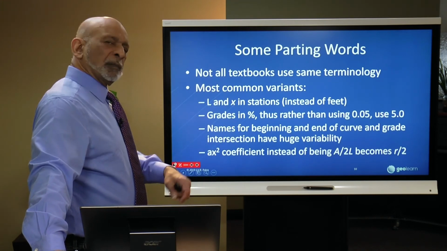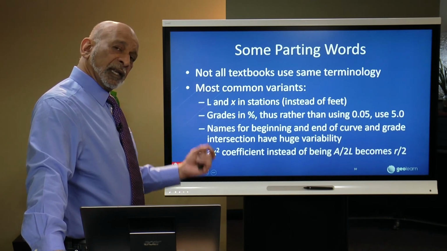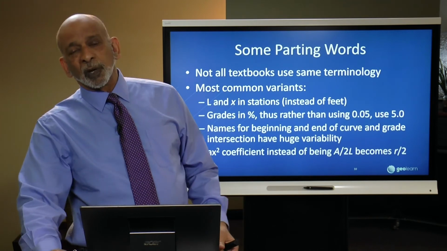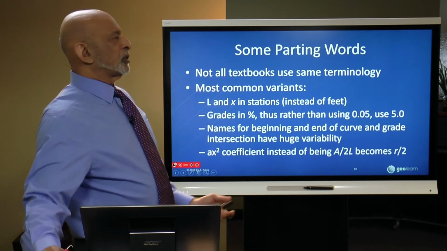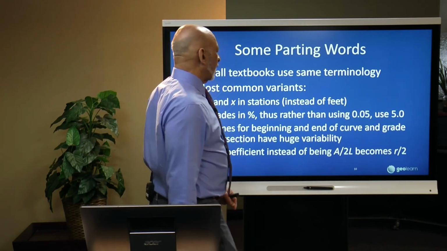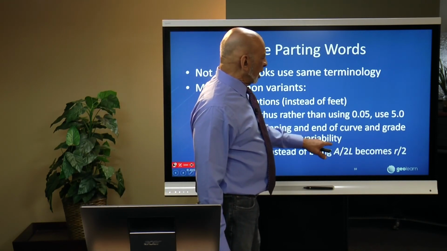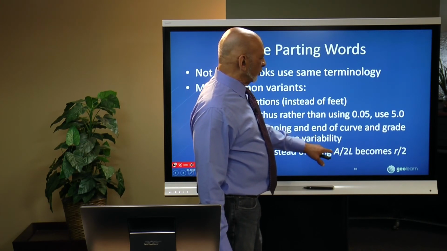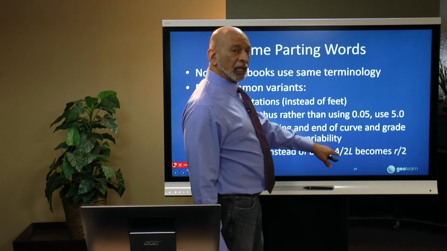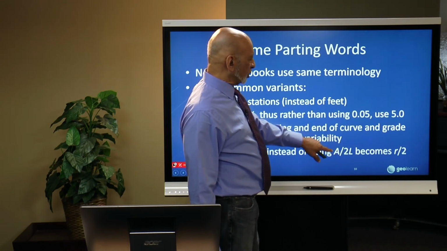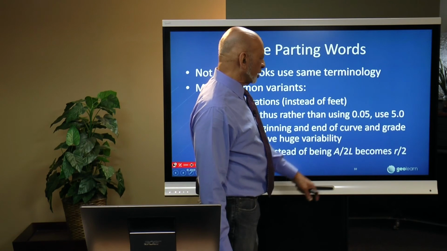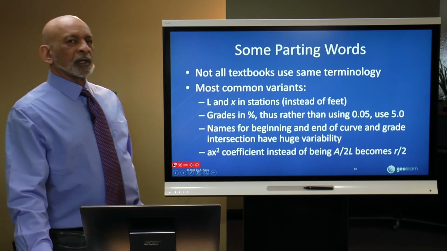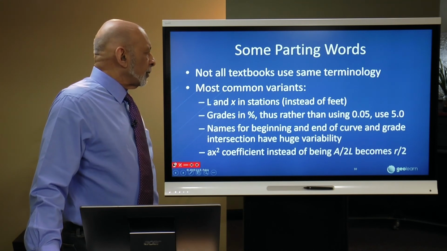And then you may remember in an earlier slide, last lecture, I talked about the term R, which is G2 minus G1 over L. Well, G2 minus G1 over L is A over L, and it turns out that if we have this expression A over 2L, which if you remember was small a in our general curve equation, that becomes R over 2. So just be aware that different people combine some of these terms differently.